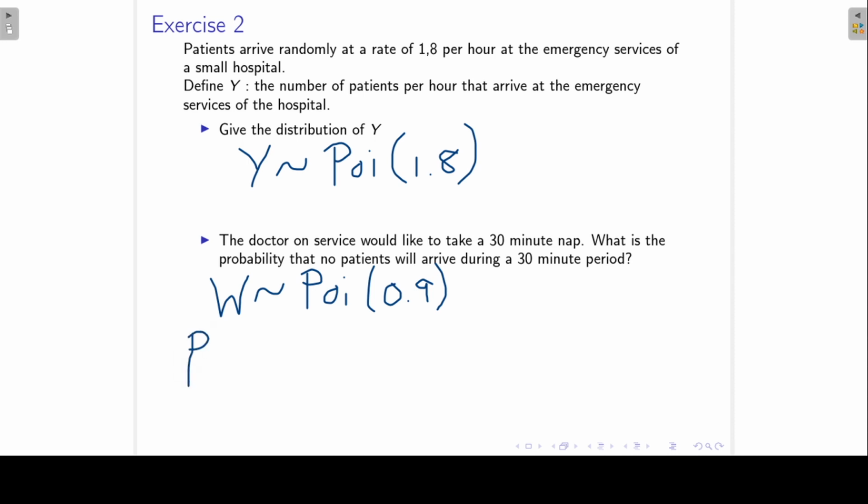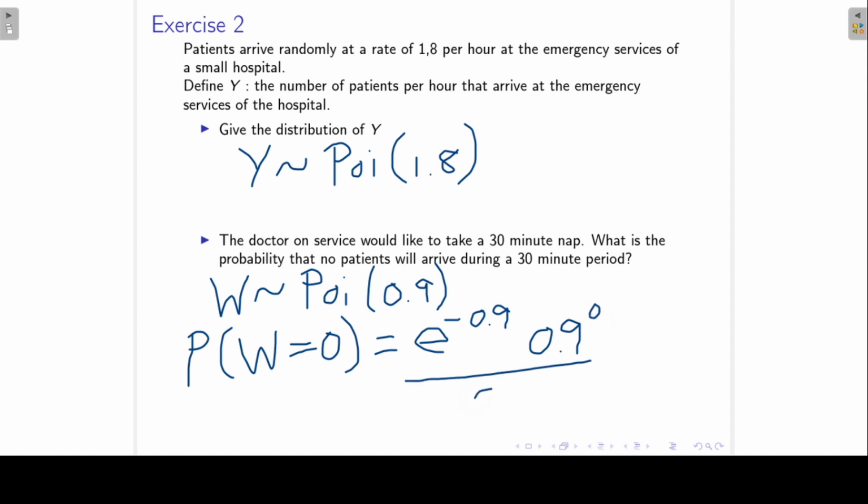And we want to find the probability that w is equal to 0. So we substitute it into the formula for the Poisson distribution. So it's e to the minus mu, so e to the minus 0.9, and then 0.9 to the power 0 divided by 0 factorial. That is then equal to 0.41.